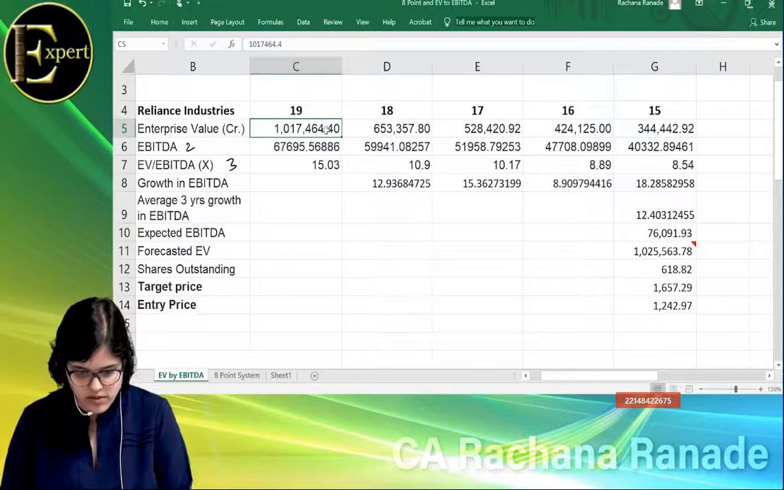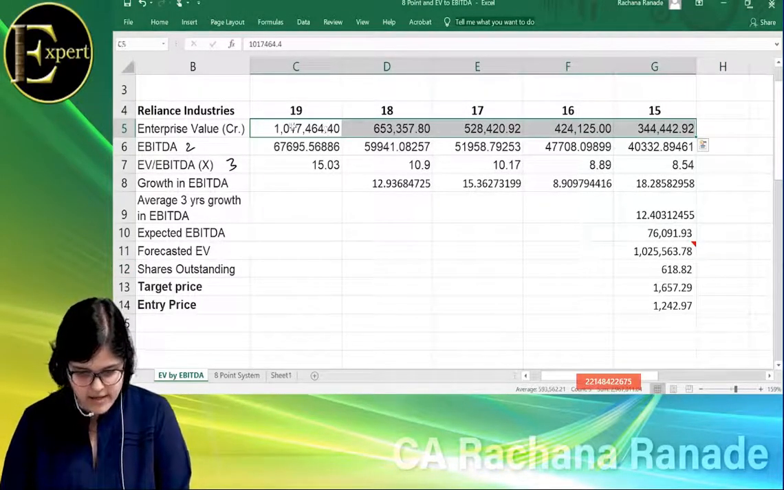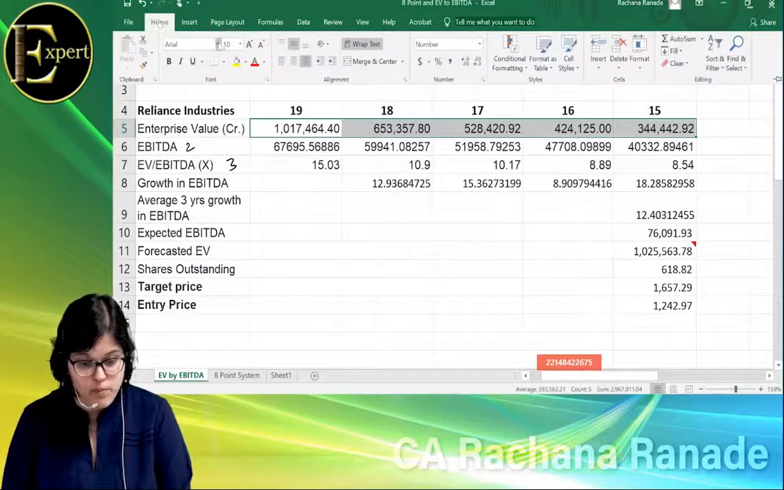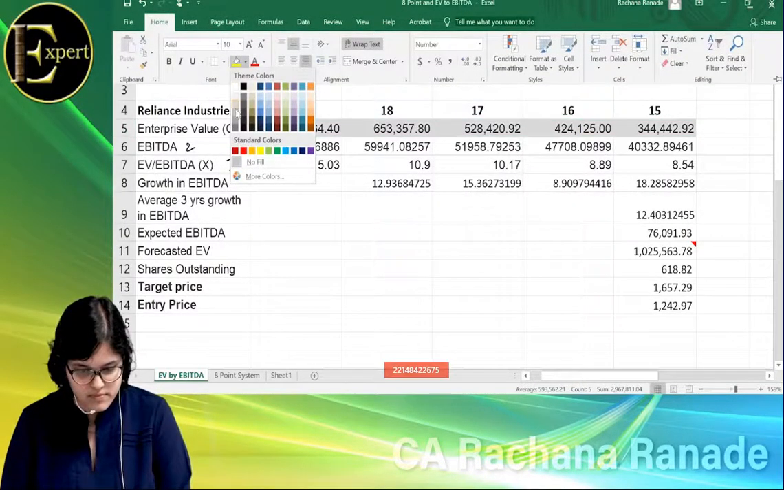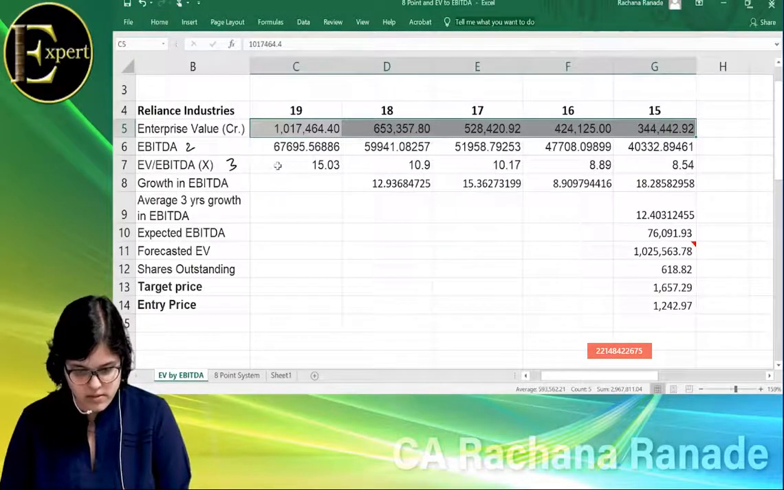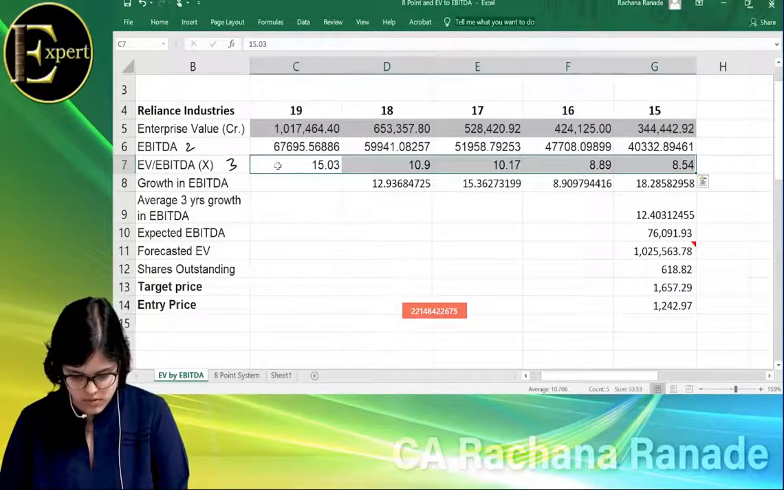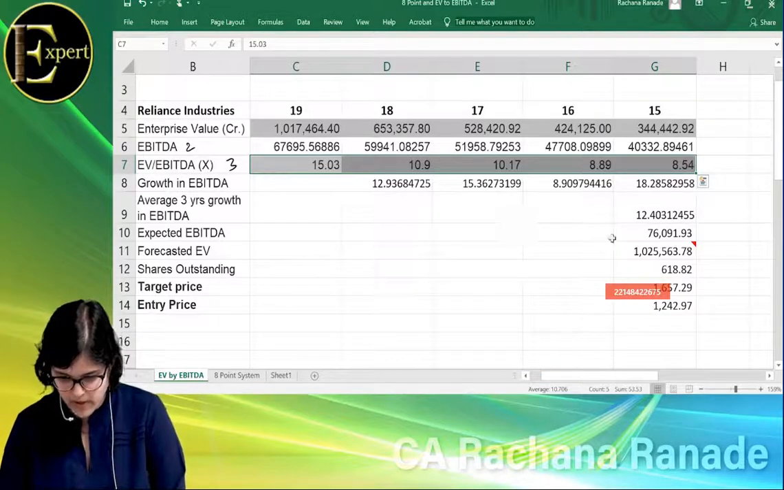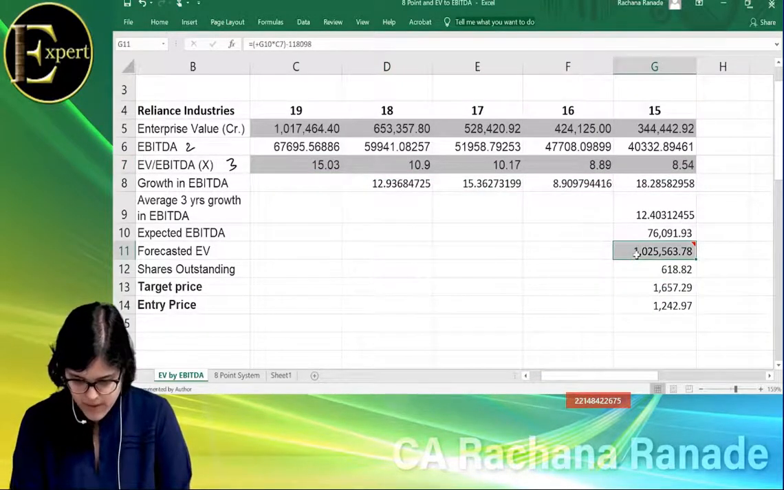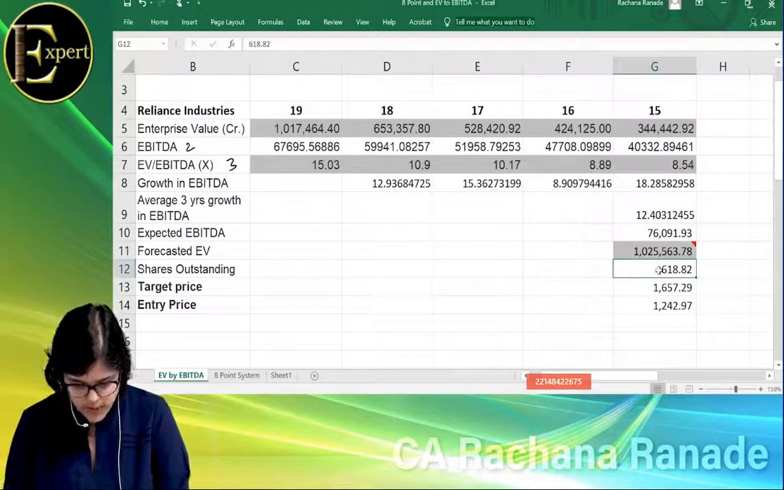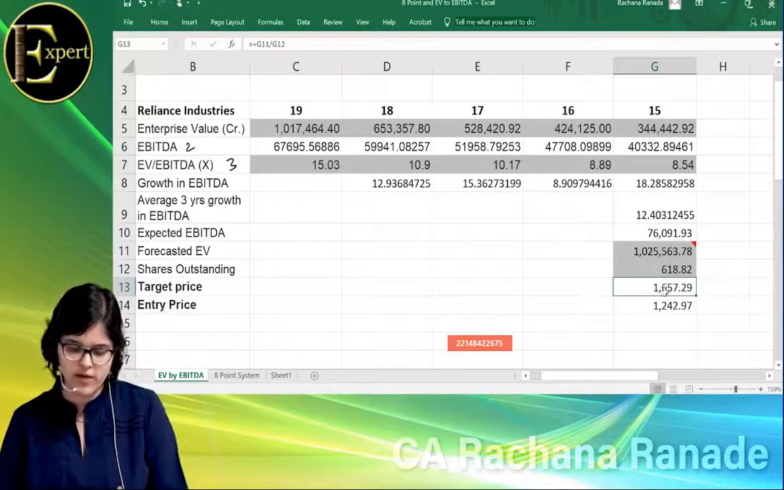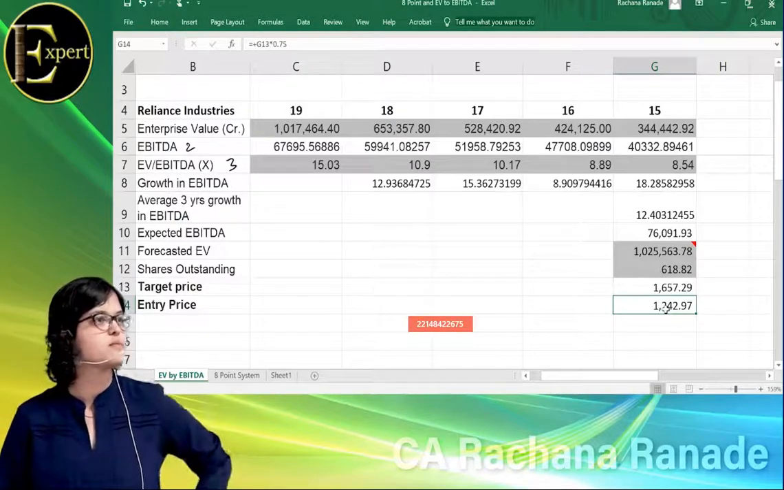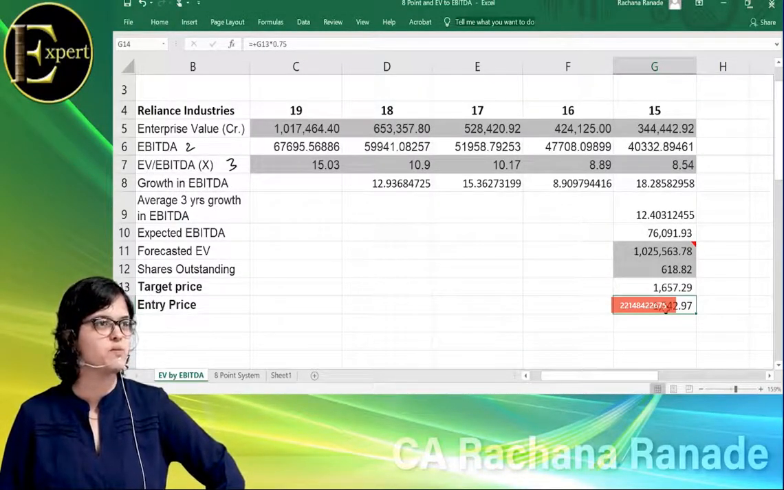So what I'll do if you want is, I'll just highlight these values that you have to put by yourself. 1, then 2, this value you have to put by yourself. Here the debt value you have to put, and number of outstanding shares. This is also going to change. Only 4 figures and you will get what is the target price, what is the entry price. Job becomes much easier.